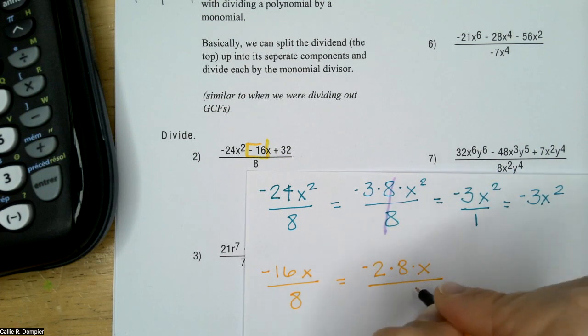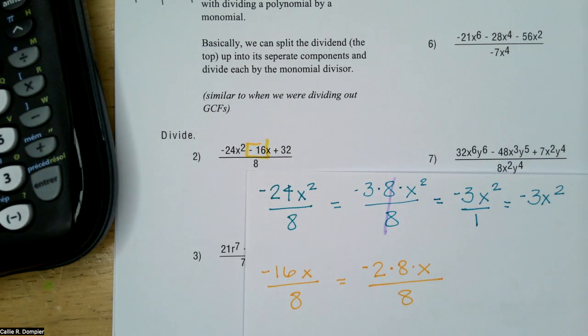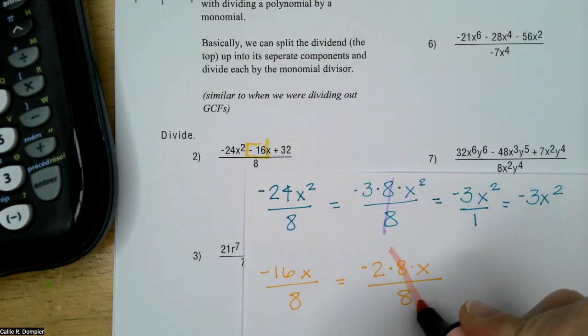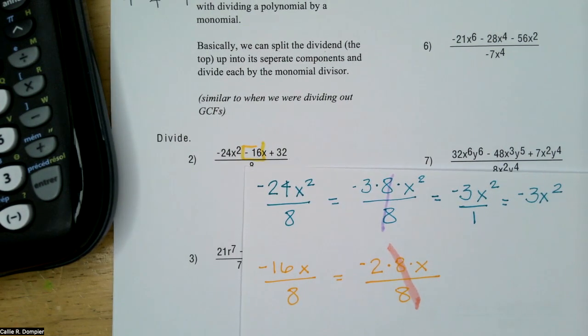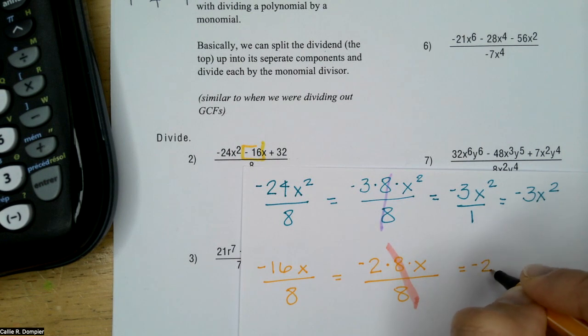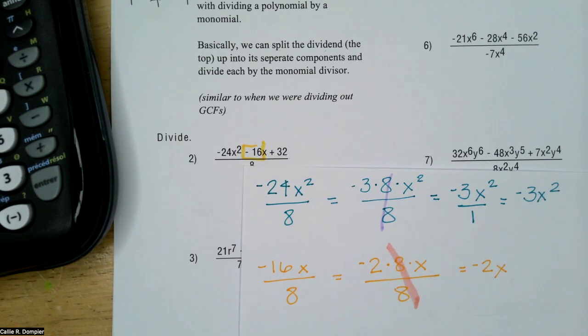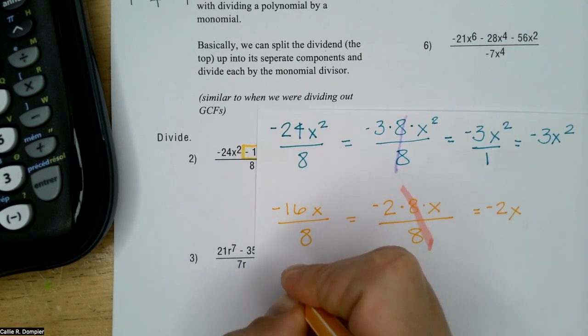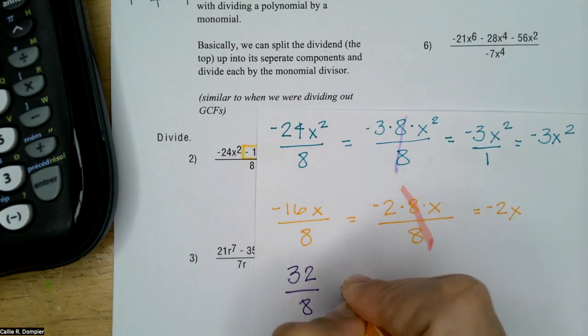Times x divided by 8 will cancel out factors that are common to the numerator and to the denominator. And we get negative 16x divided by 8 is negative 2x. Good. Our third term is a positive 32. So now I just have 32 divided by 8.